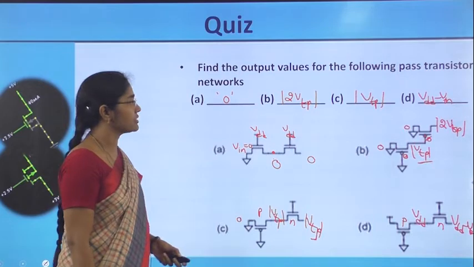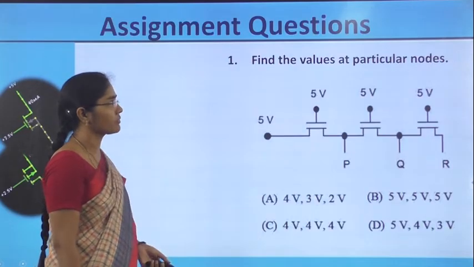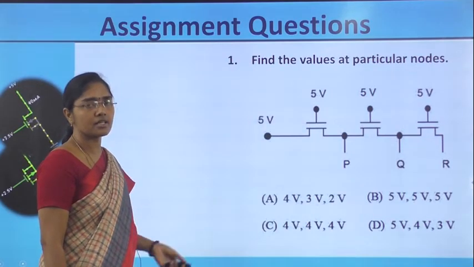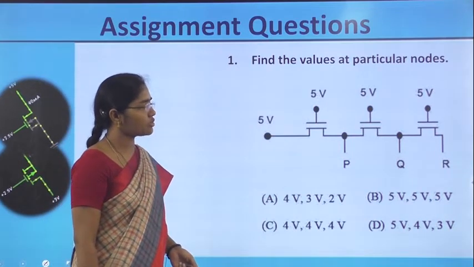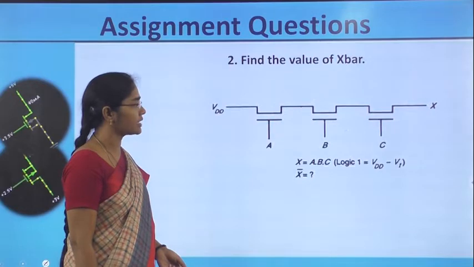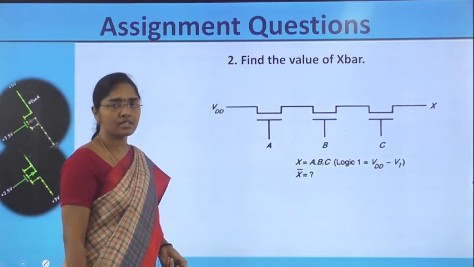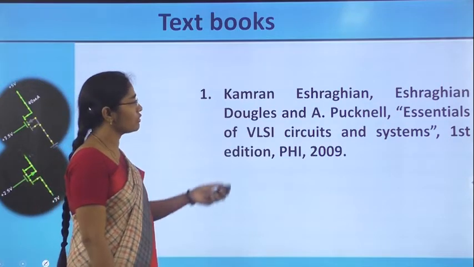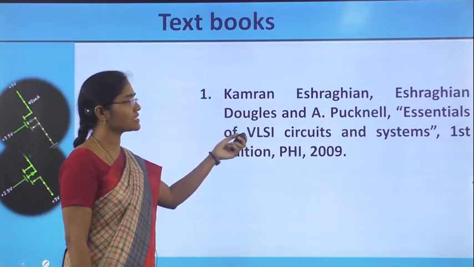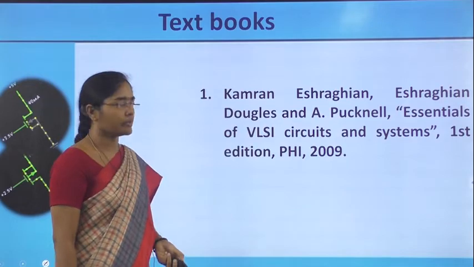This is the first question. Take these as the assignment questions. Find the values at the intermediate nodes and the output node. And for this also find the values of x and x bar. Follow the textbook Essentials of VLSI Circuits and Systems by Bucknell.